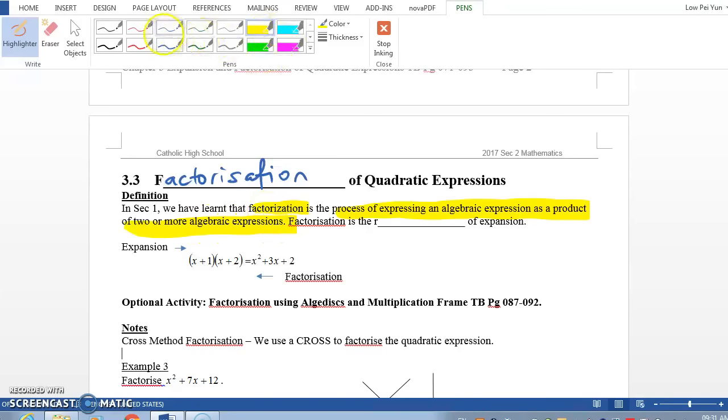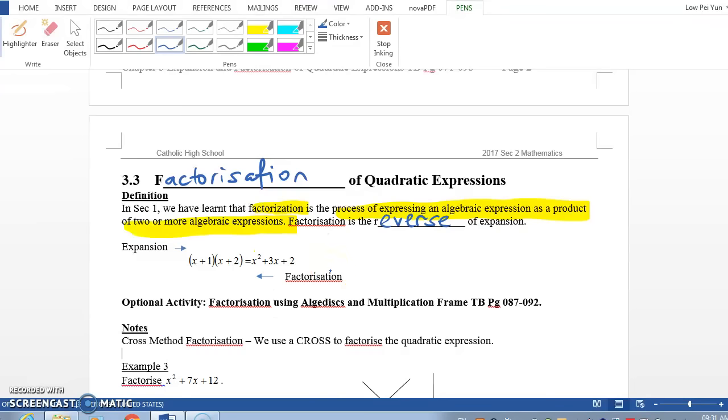So basically factorization is the reverse. So if you have thought of this word in your mind, you are right. It's the reverse of expansion. So for example, if we have x plus 1 into x plus 2, you get x squared plus 3x plus 2. So in this way you are expanding, but if you are doing the reverse, you are factorizing. So this is the process of factorization.